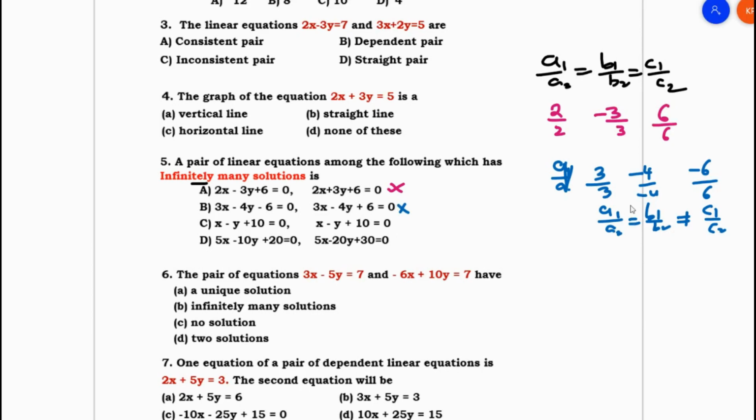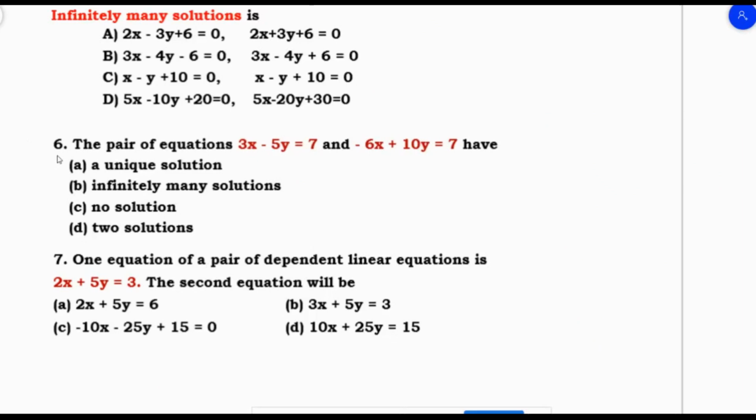We'll check with option C. a1 by a2 is 1 by 1, b1 by b2 is minus 1 by minus 1, and c1 by c2 is 10 by 10. So 1 by 1, negative negative cancel, 1 by 1, 10 by 10 in the simplest form is 1 by 1. Clearly all the comparisons of their ratios are equal. Therefore option C is the correct answer. We'll move to the sixth question.